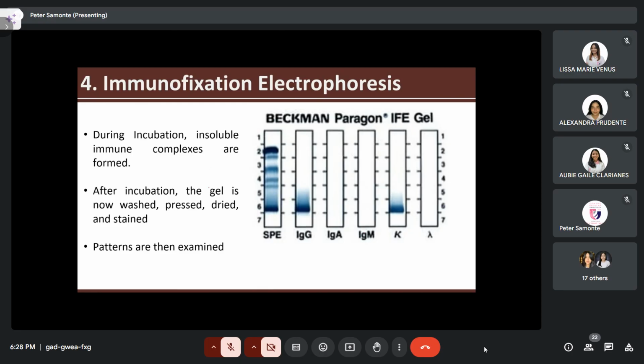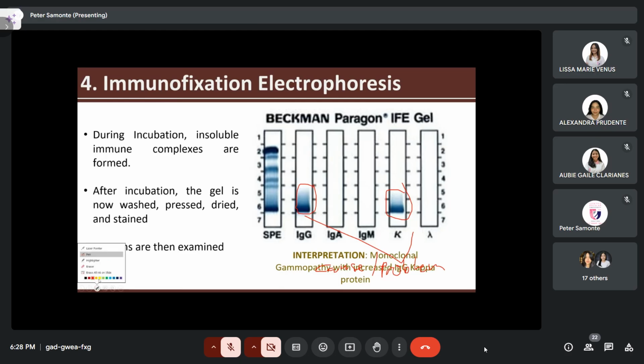Now, kapag yung specific antibody, nagkaroon siya ng pattern, katulad nito. These two are most likely the cause or the problem. In this case, it's either your IgG or the kappa region of the antibody is the problem. Monoclonal, this is, if you interpret this, class, this is a monoclonal gammopathy with increased IgG kappa protein.